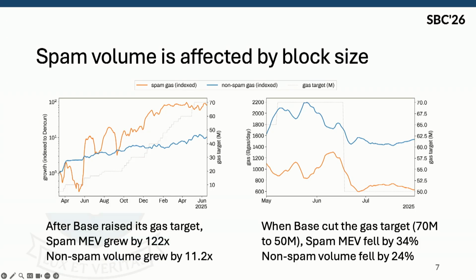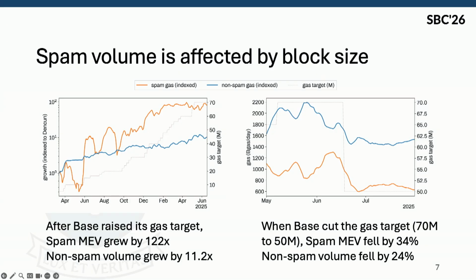Base adjusted its block size from time to time, and we see that after Base raised its gas target, which is essentially the block size, the spam MEV volume grew by more than 100 times, while the non-spam volume only grew by around 10 times. So there's a huge discrepancy here.